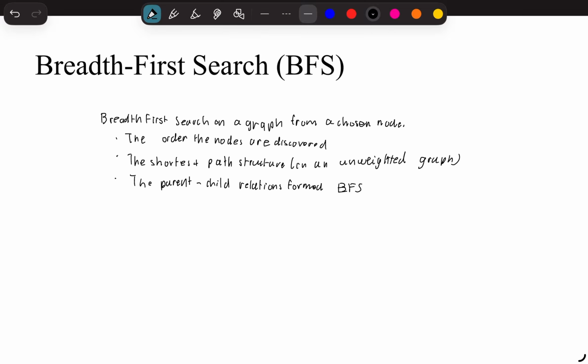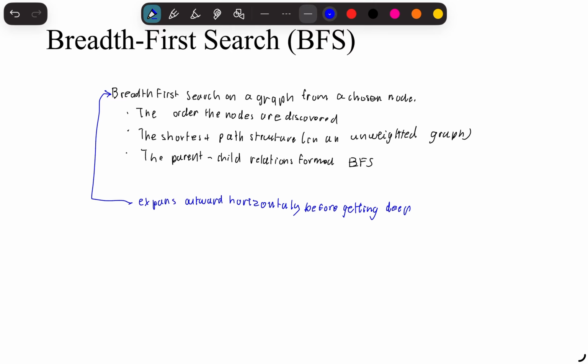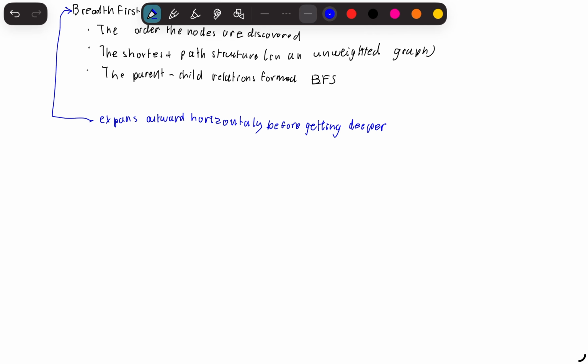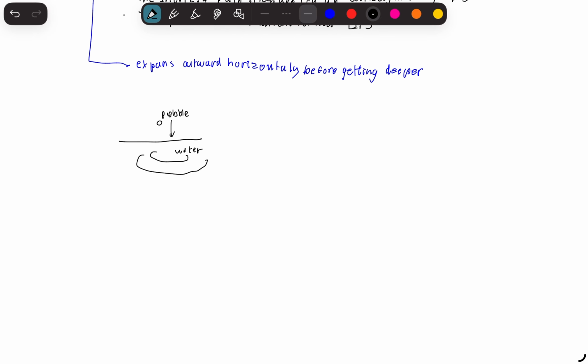So why is it called breadth first search? It gets this part of its name because it expands outward horizontally before getting deeper. So, for example, when you drop a pebble in water, the ripples are going to expand outwards like a circle, not straight down.